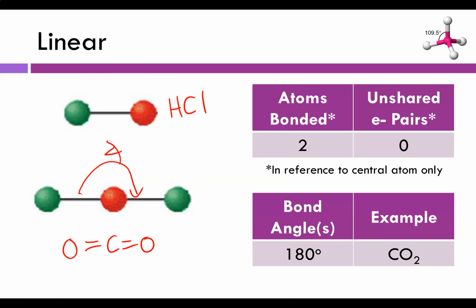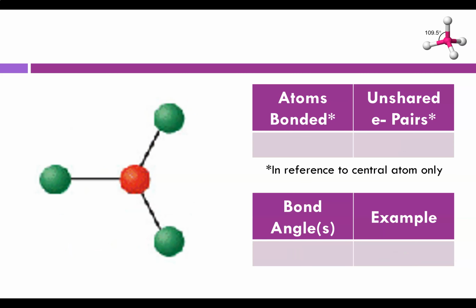All right, let's look at the next one. It looks like a triangle to me. You just draw the lines. That looks pretty flat. Yeah, we call this trigonal planar. Trigonal due to the triangle shape. Planar because it's flat. All of the atoms are on the same plane. So there are three atoms bonded to the central atom, and no unshared pairs of electrons on that central atom.